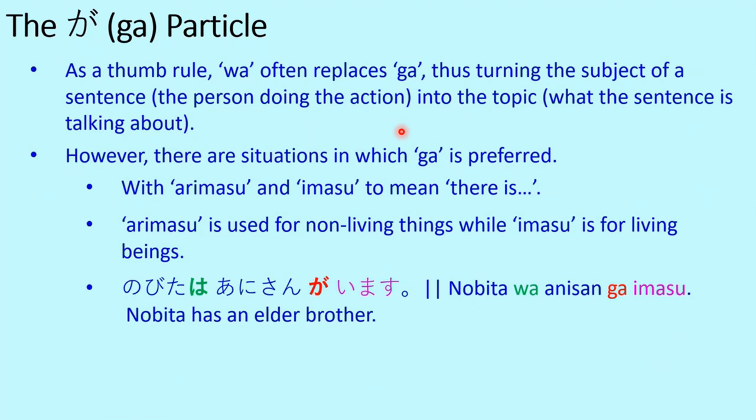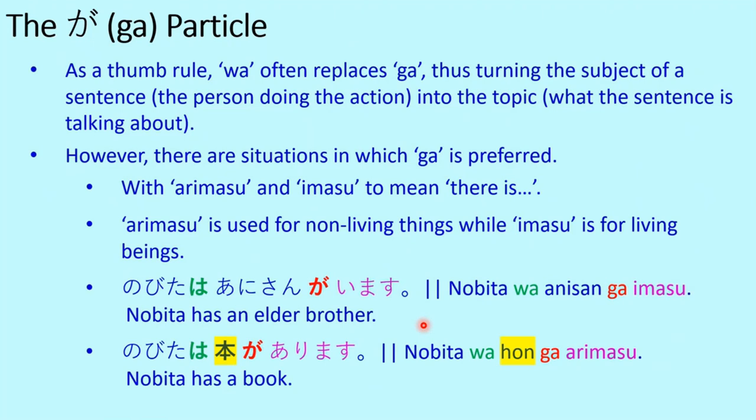Nobita wa anisan ga imasu. That means Nobita has an elder brother. Anisan means elder brother, and imasu is a verb which means "there is." So there is an elder brother of Nobita. That means Nobita has an elder brother.